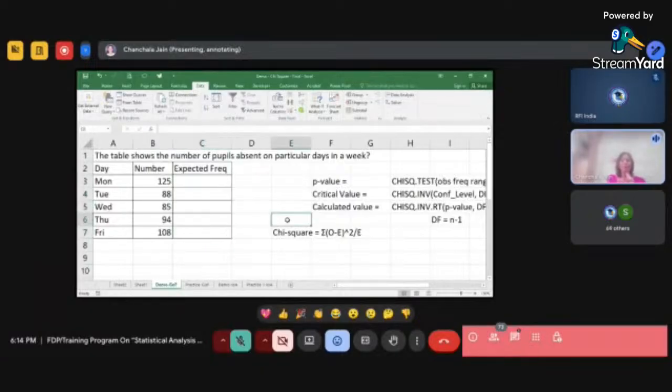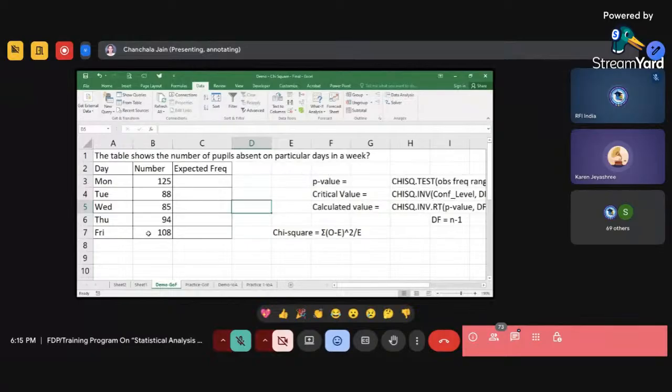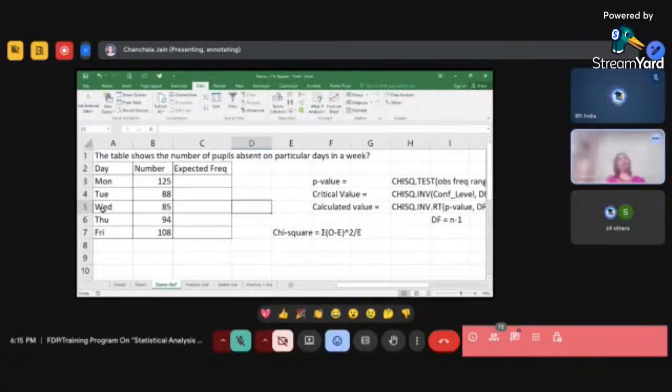Yes, ma'am. Fine. Now we want to see whether the absenteeism distribution is the same throughout the week or not, whether it is uniform throughout the week or not. This is what we need to check. Is the problem clear? Ma'am, can you repeat what we have to find once again? We need to check whether the absenteeism distribution is uniform throughout the week or not.